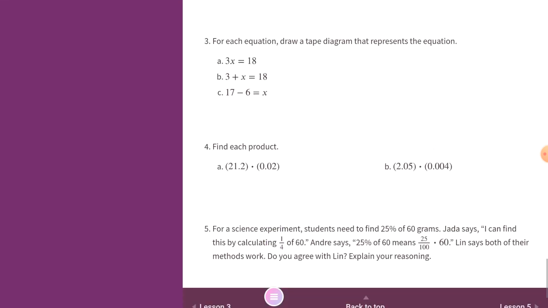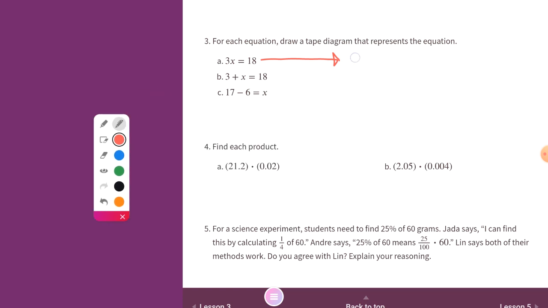Number 3, for each equation, draw a tape diagram that represents it. How can I draw 3x equals 18 in a tape diagram? Elise. Did you skip 2? I skipped 2? I thought we did 2. No, that was 1A and 1B. Oh, there. Okay, I'll go back to 2 in just a second. How do I draw this, Lily?